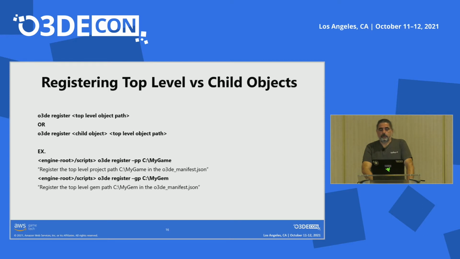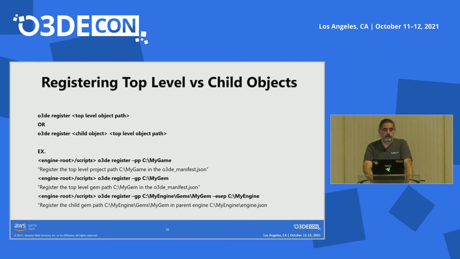This one is registering a gem. So o3d register, gem path, C:/MyGem. This is a top-level object. I expect to see this in the O3D manifest JSON. This one is a child. So I get an o3d register, gem path, of C:/MyEngine/gems/myGem, and the external subdirectory engine path of C:/MyEngine. Notice that the object lives in a subfolder of myEngine.